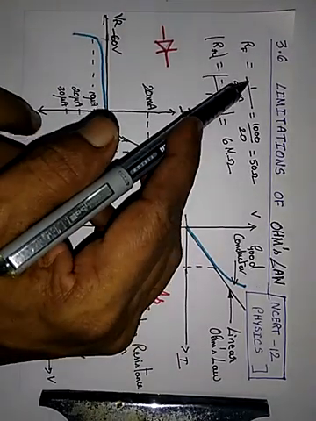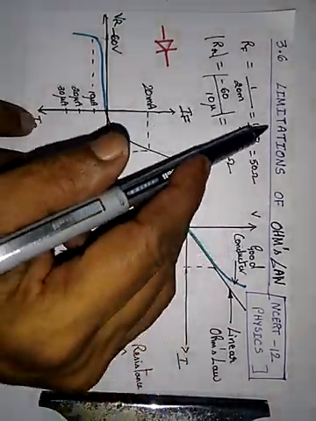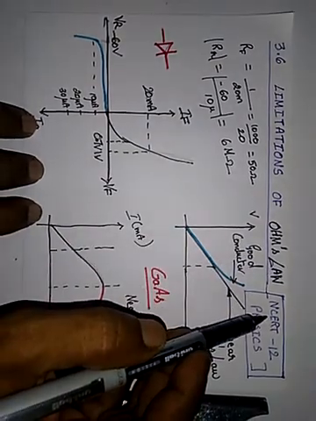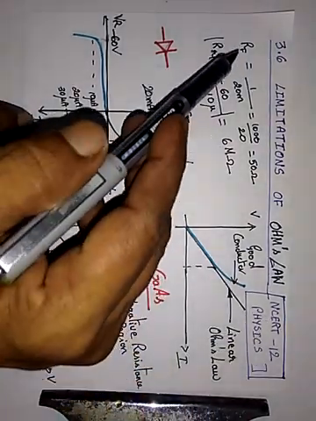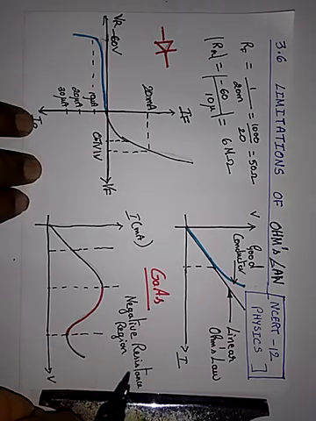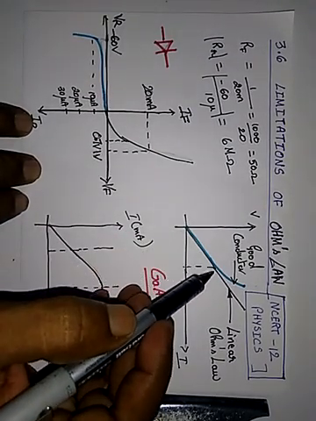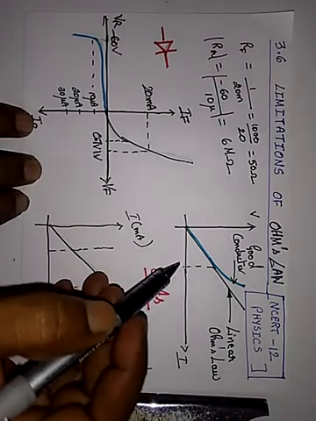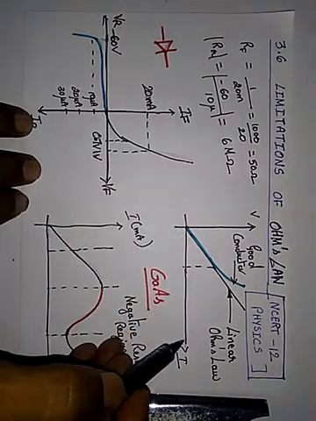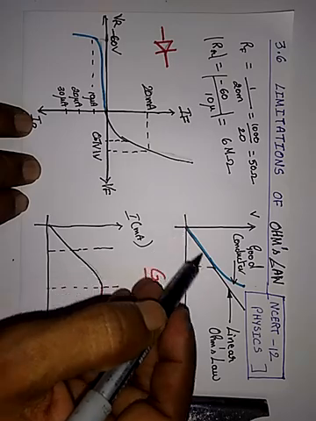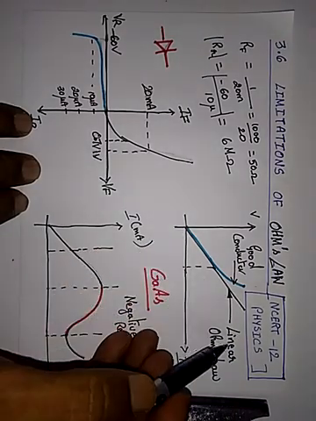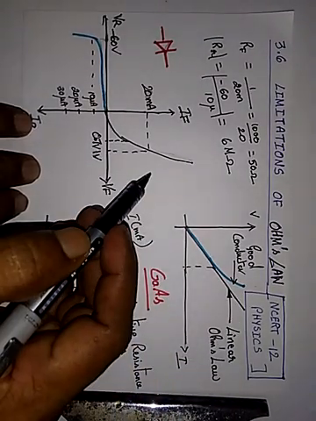So today's topic is limitations of Ohm's law, NCERT 12th standard physics, chapter 3.6. First we will see about the ideal case. Ideal case means the relation between current and voltage will have a constant slope. This is for linear Ohm's law.